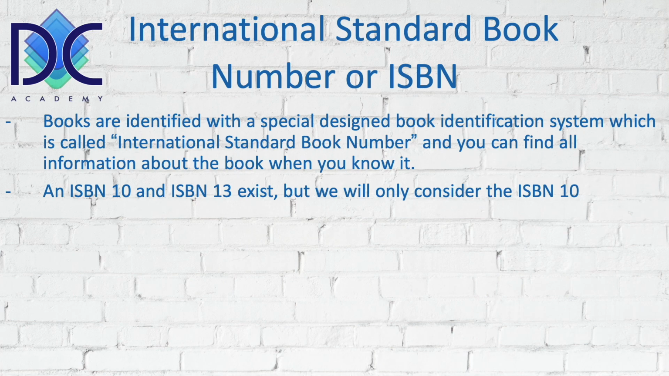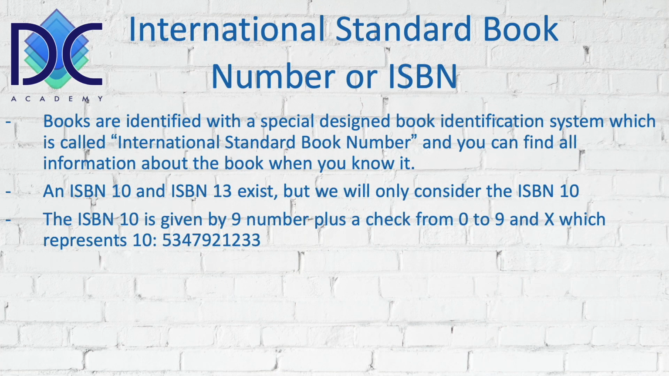Now, there are basically two types of ISBNs. There is the ISBN 10 and the ISBN 13, but we will only consider in our exercise the ISBN 13, which we will calculate in the following slides. When we have the ISBN 10, for example, we have 9 numbers plus a check digit, and that check digit goes from 0 to 9 and X. So we have 11 possibilities, and X represents 10.